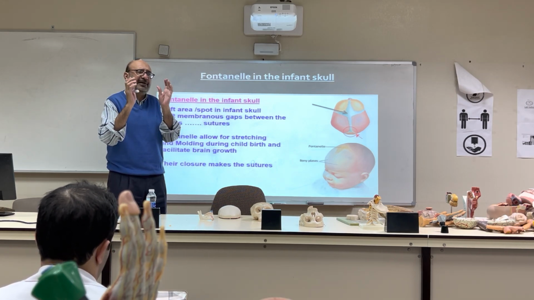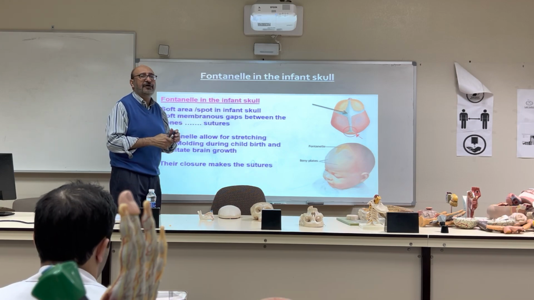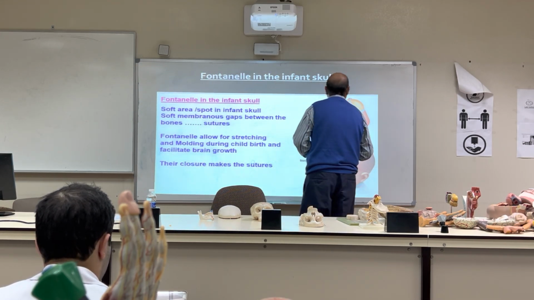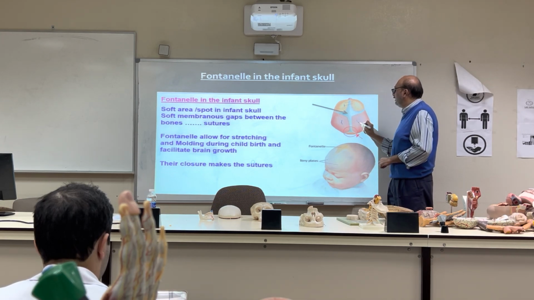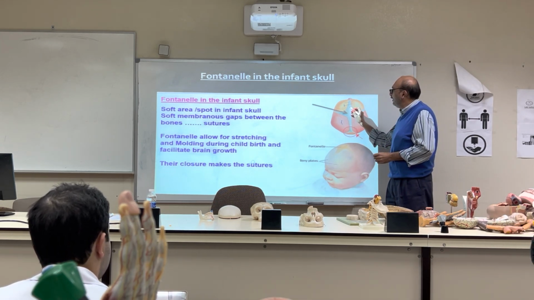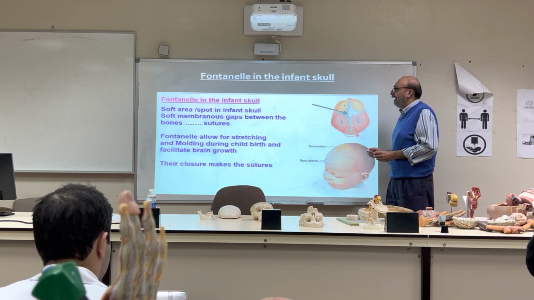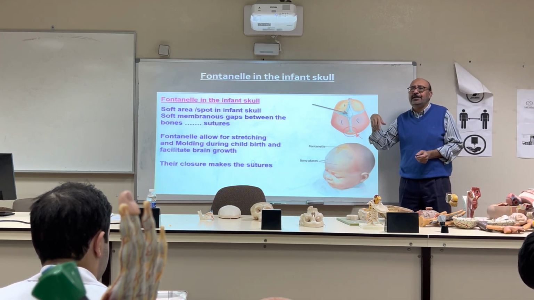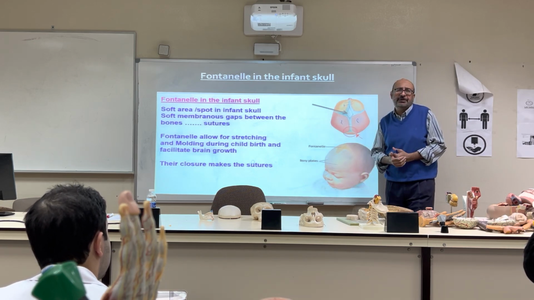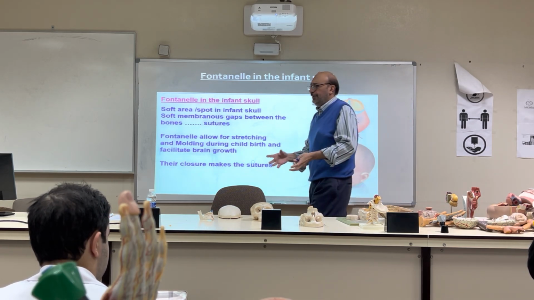One of them, the biggest one, is called anterior fontanella. Where is it? Here is the frontal bone, here is parietal, here is another parietal. So between them, it's a diamond shaped space that is present here, and this is membranous at birth, for example. What is the purpose?